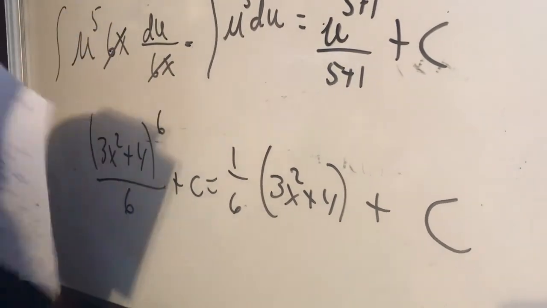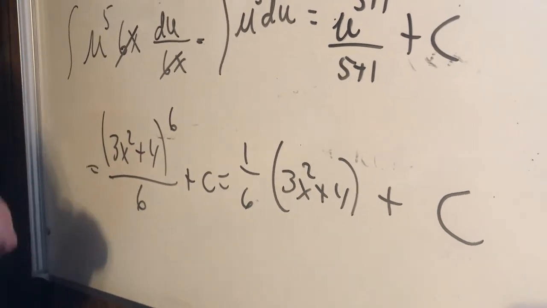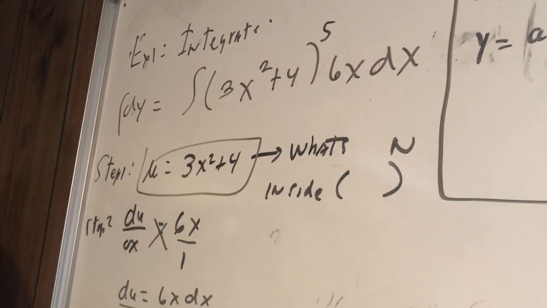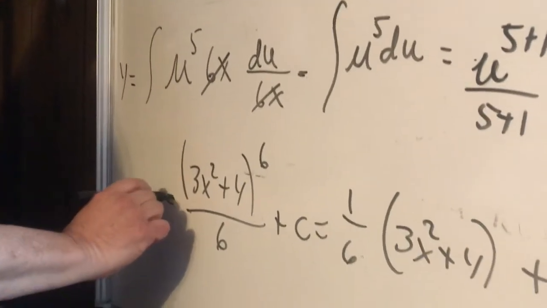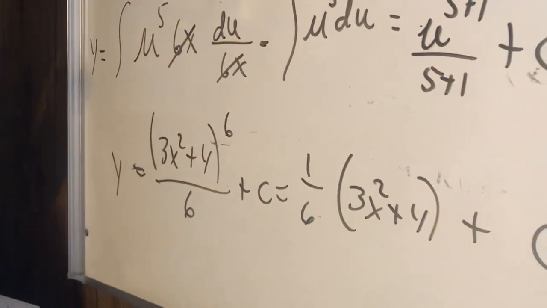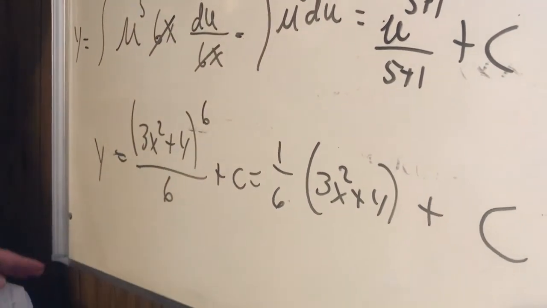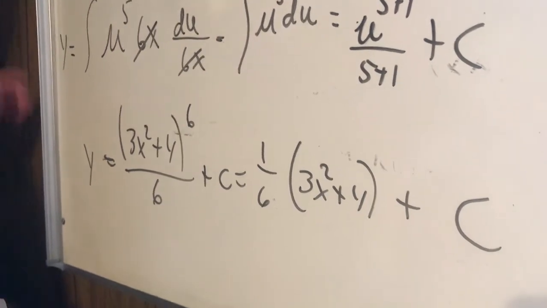So that's your answer. And if this was what we had here, suppose that was dy, well then this would be y, and y equals that. So that would be the complete answer. Sometimes they just give you the integral and just want this side of it, unless it's a practical problem.